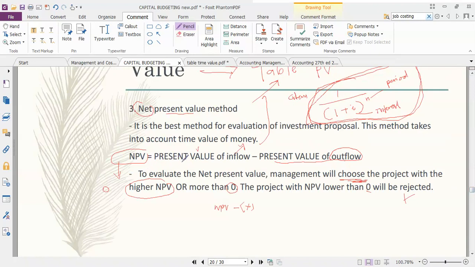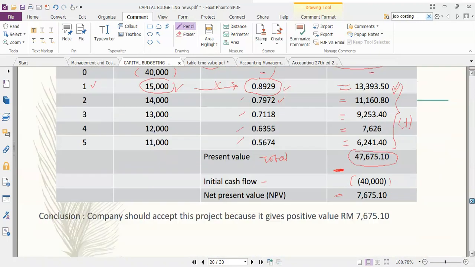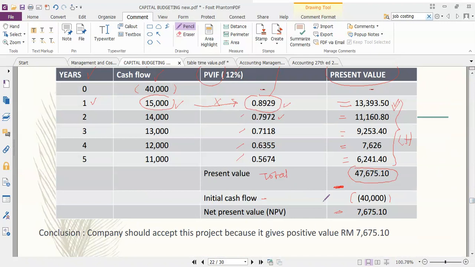Tengok kepada formula ni sama. NPV, net present value, is equal to present value of inflow minus with present value of outflow. Inflow punya present value minus with initial cash flow with 40,000. So you will get negative or positive amount. 7675 is negative or positive plus? Negative in value or positive in value? What say you?